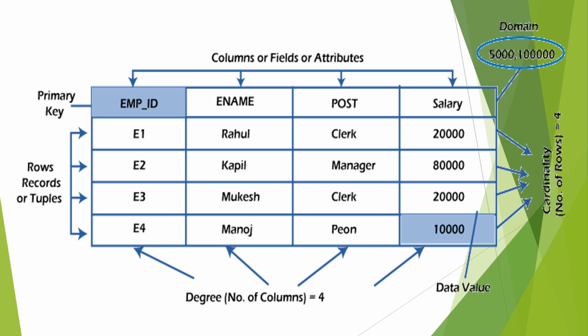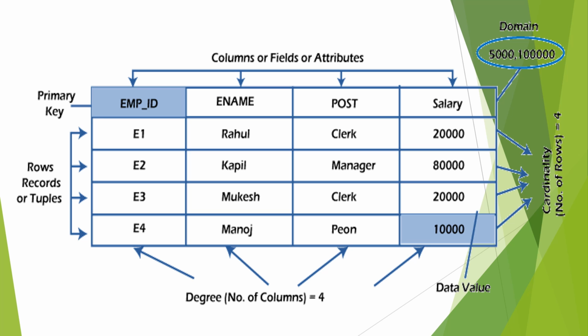Now here the two terms I have shown in this figure, cardinality and degree. Here cardinality means the number of rows. As we can see, we are having four records of four different employees, Rahul, Kapil, Mukesh, Manoj. So cardinality is 4, and here the degree is also 4 because we are having four attributes, employee ID, employee name, post and salary.